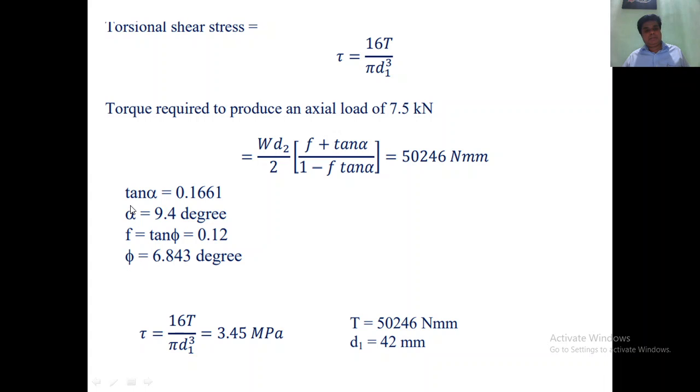So when the pressure angle related to friction is less compared to the helix angle, so it overhauls. So friction is less here. So what happens is the load descends when this angle is less than the helix angle.